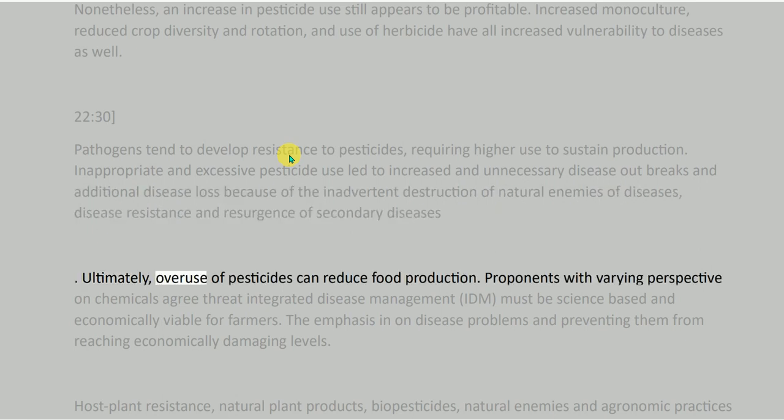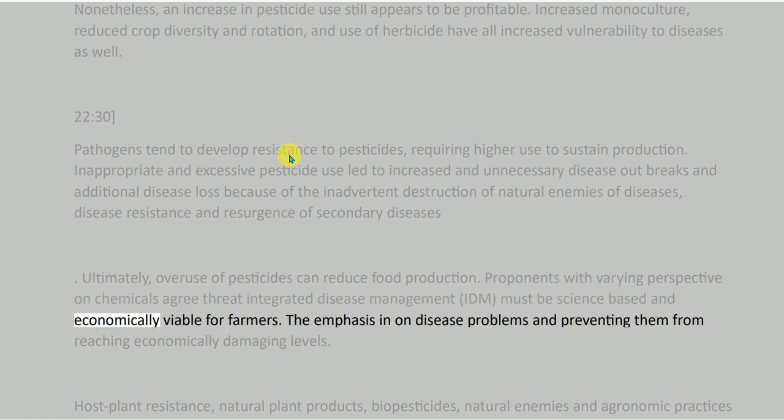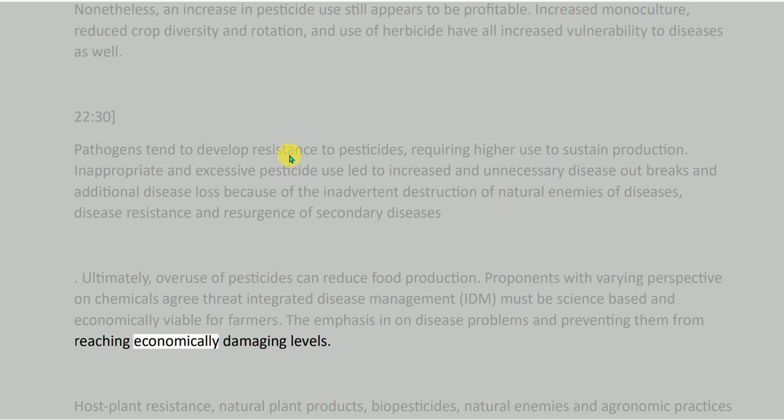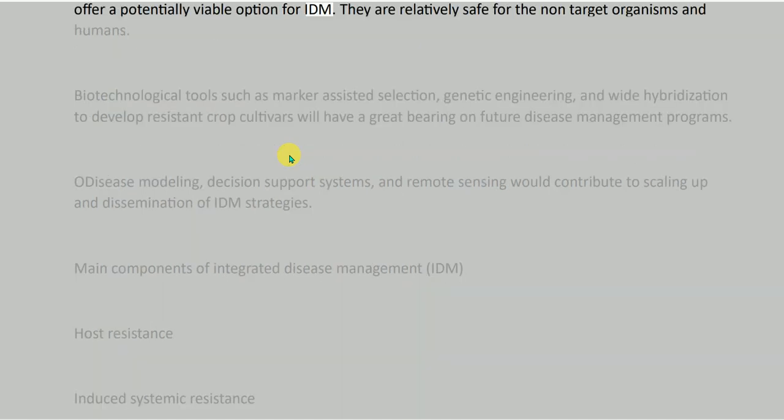Proponents with varying perspectives on chemicals agree that integrated disease management, IDM, must be science-based and economically viable for farmers. The emphasis is on disease problems and preventing them from reaching economically damaging levels. Host plant resistance, natural plant products, biopesticides, natural enemies and agronomic practices offer a potentially viable option for IDM. They are relatively safe for the non-target organisms and humans.